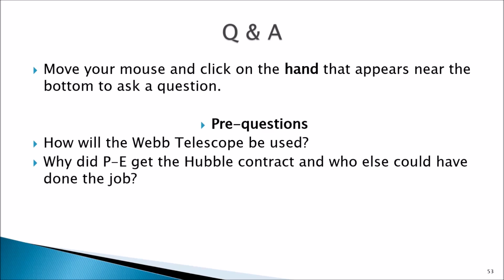Now, of course, the other big problem with space-based telescopes was the cost. They were very expensive. Now, why did Perkin-Elmer get the Hubble contract? And who else could have done the job? Well, it turns out that the satellite program, the reconnaissance program that Perkin-Elmer got from the CIA, actually helped them get the Hubble contract.